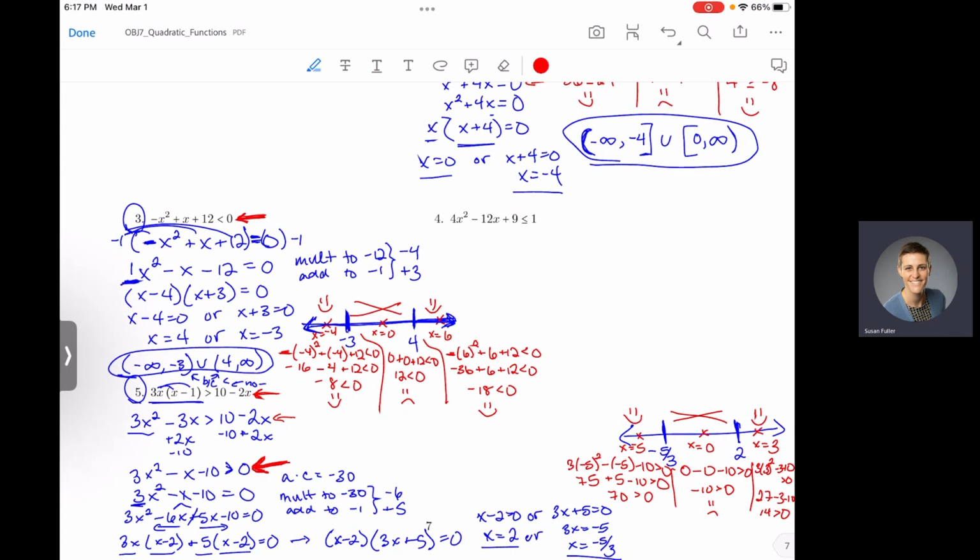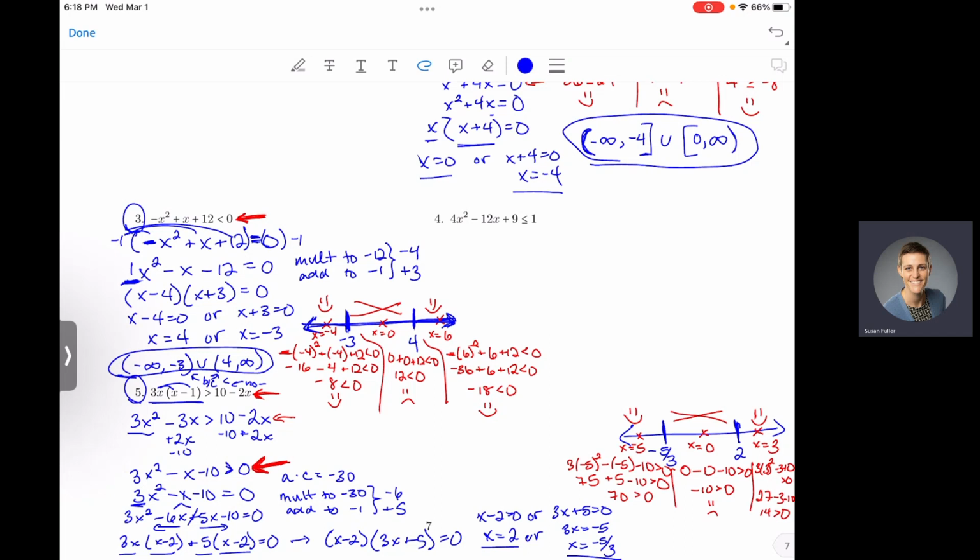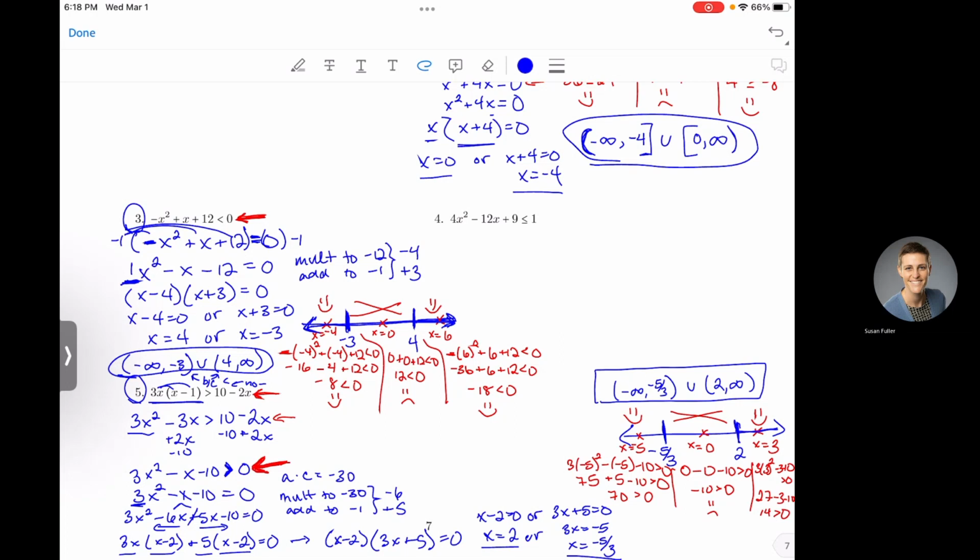And so now that we have our test values done, our answers here are going to be anything from negative infinity to negative 5/3. These will be open because our inequality is just greater than. There's no equal to sign. And I'm going to union that with my outside piece over here, which is 2 to infinity. That's our solution in interval notation. There we go.